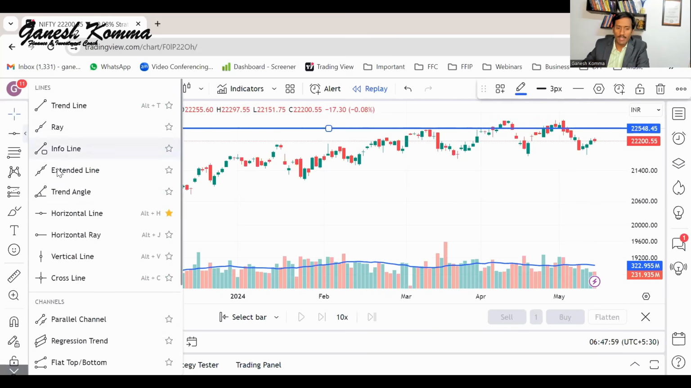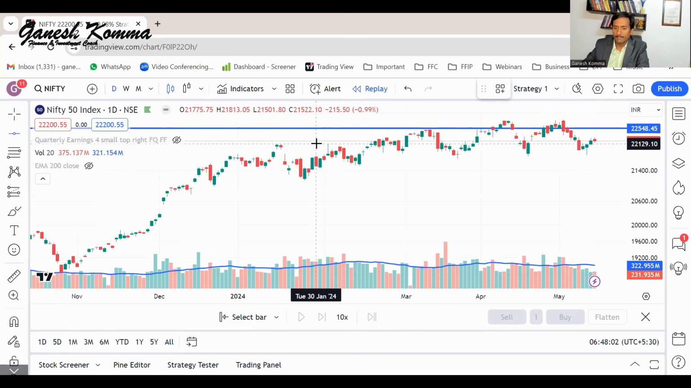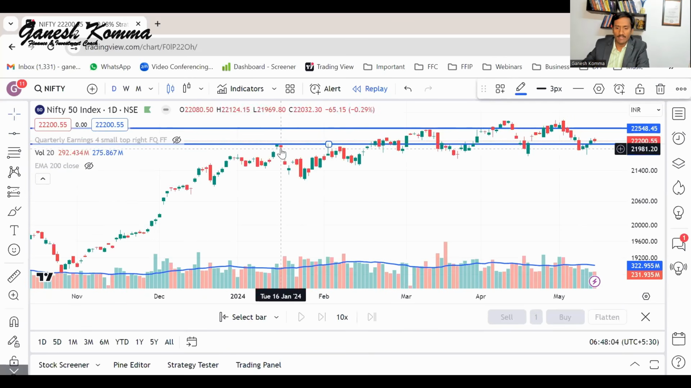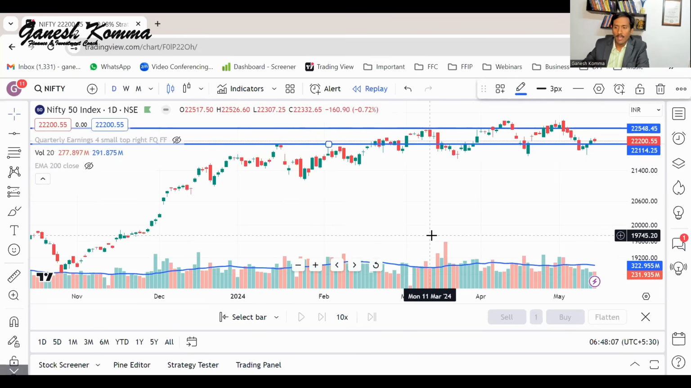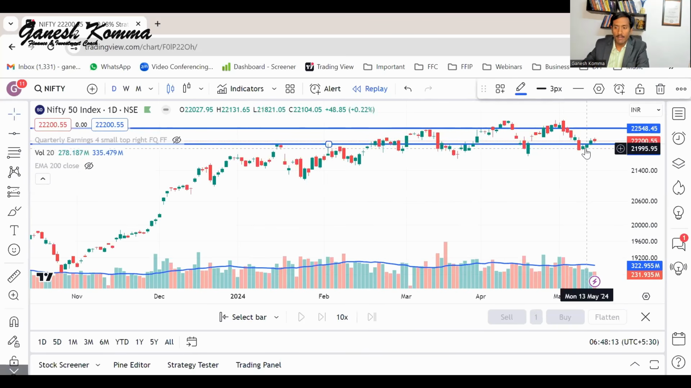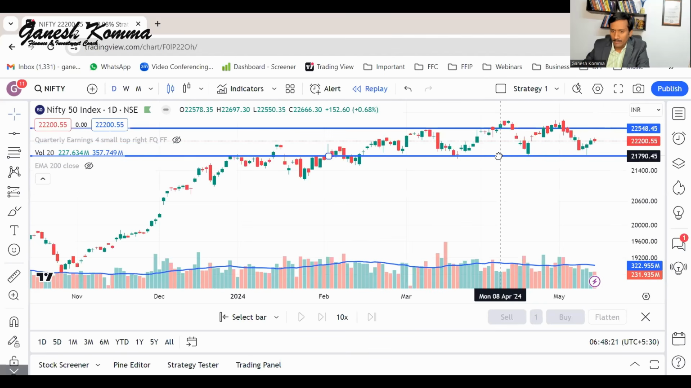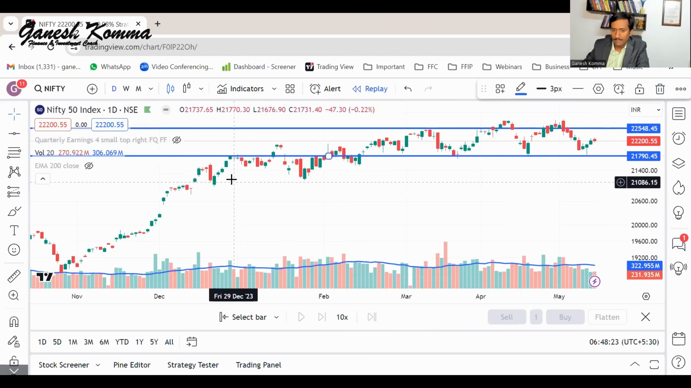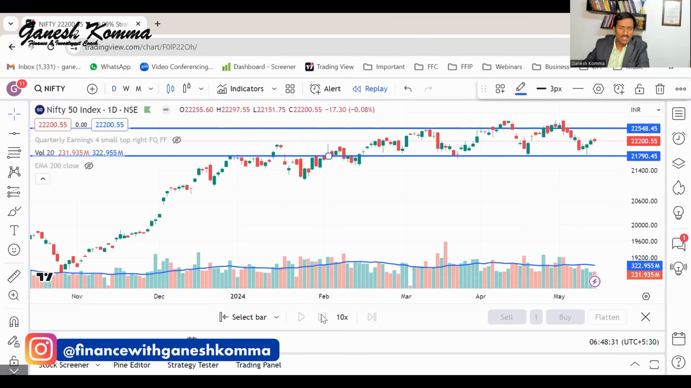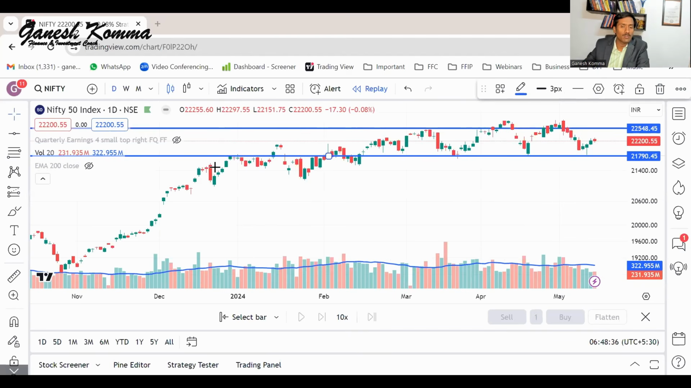And what is the support, which is your floor? You again go back to your trend line tools and select the horizontal line. If you connect the dots like this, touching January, and again February, March, April, and here, you see your 22,100 levels. Or you can even bring it down to this level, which is also touching December. The more points it touches, the stronger the support.